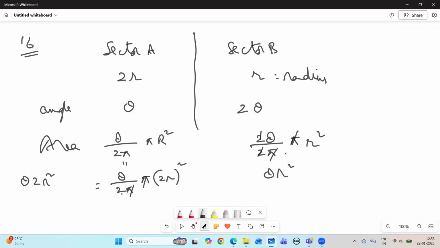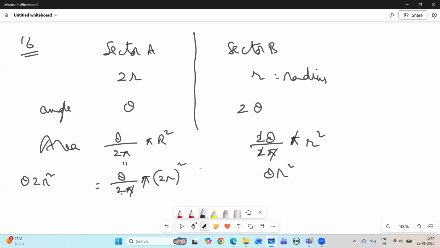How did we calculate? The area of this sector is theta by 2 pi into pi capital R square. For capital R, you have to take 2r. So it is 2r whole square, it is 4r square. This pi cancels with this pi. So it is 4r square by 2, 4 by 2 is 2. So it is theta into 2r square. Now, here this is how much? Angle is 2 theta by 2 pi into pi, radius is small r. So pi cancels, 2 cancels, it is theta into r square.